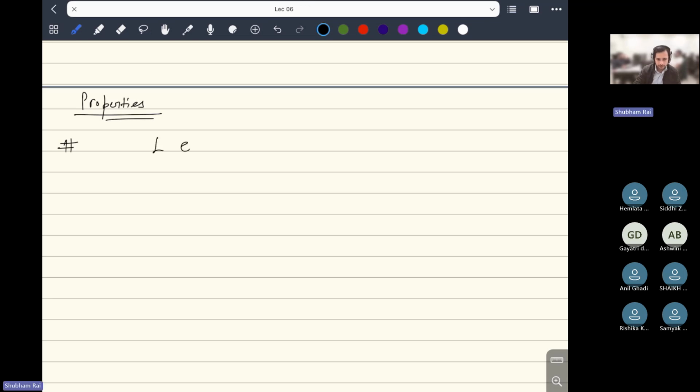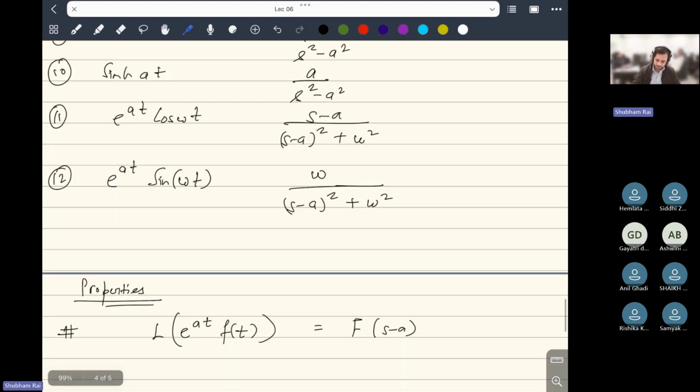When you multiply any function with e raised power at, so let's say you know that Laplace transform of f of t is capital F of s. Then if you multiply that function with e raised power at, the Laplace transform becomes F of s minus a. This is known as the s shifting property. So you have shifted your s from s to s minus a. And this is visible here also.